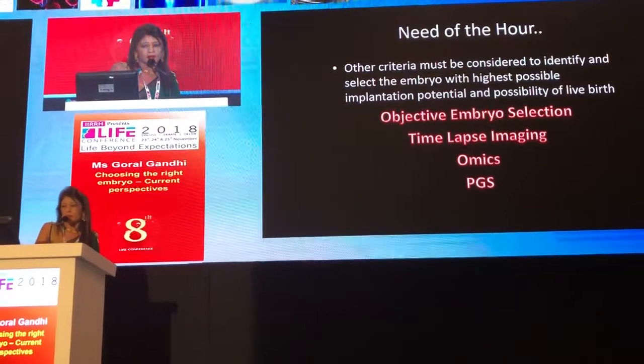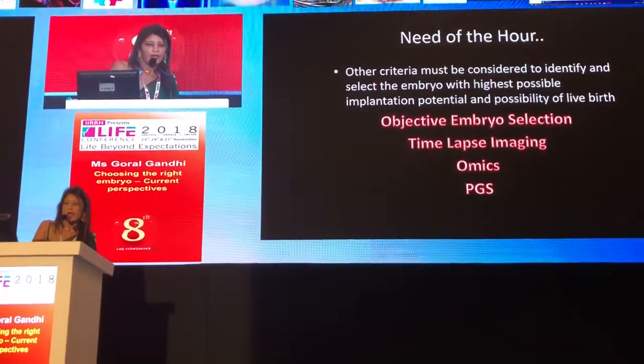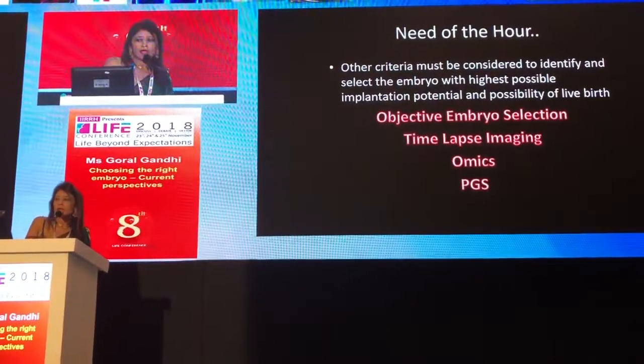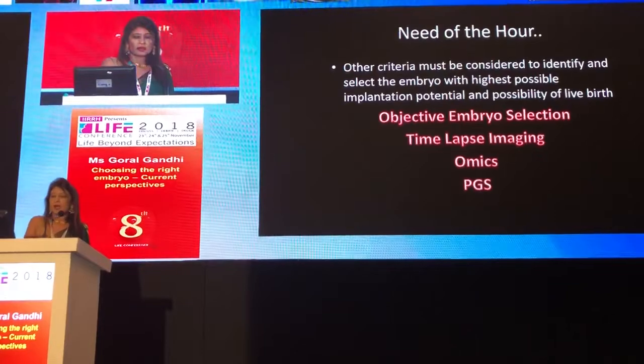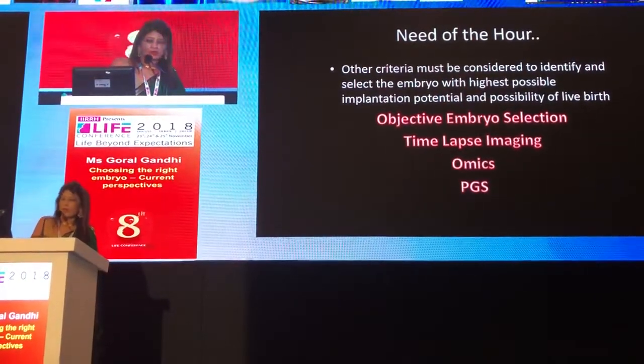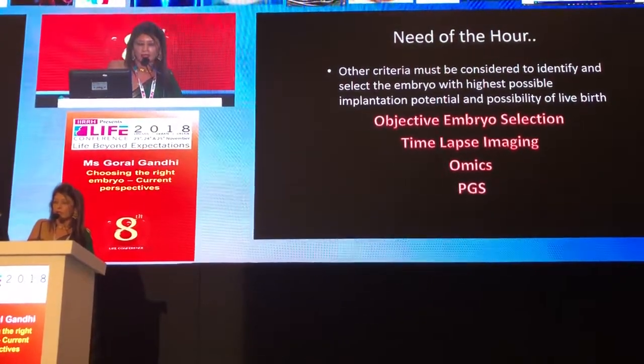What do we have to do? I think other criteria must be considered to identify and select the embryo with the highest possible implantation potential and the possibility of live birth. And this is where objective embryo selection comes into the picture. So we have time-lapse imaging, we have omics, we have pre-implantation genetic screening.